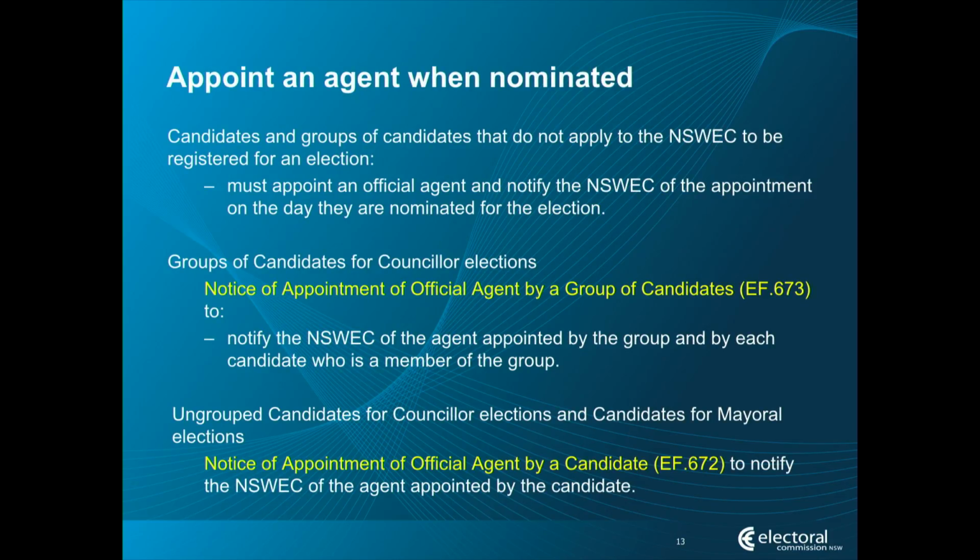Candidates and groups of candidates that do not apply to the Electoral Commission to be registered must appoint an official agent and notify the Electoral Commission of the agent's appointment on the day the candidate is nominated for the election. If this is you and you are a group of candidates, notify the Electoral Commission of the appointment of your agent by completing the form EF673. If you're an ungrouped candidate or a mayoral candidate, complete the form EF672.